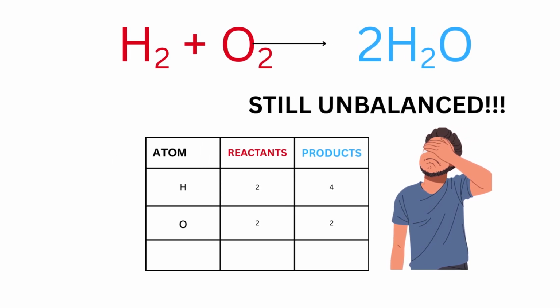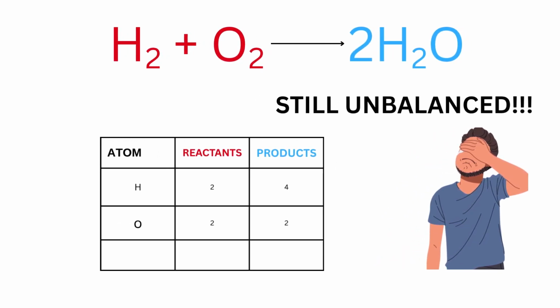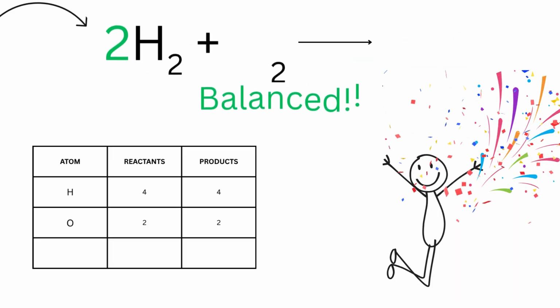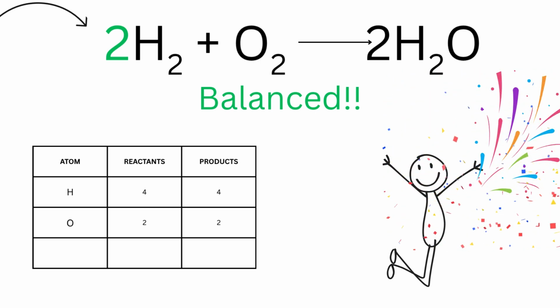Having 2 atoms each. On the other hand, the hydrogen is still unbalanced, having 4 atoms on the right-hand side of the equation and then 2 on the left-hand side. To balance this, we put the coefficient 2 on the hydrogen molecule, H2. This gives us 4 hydrogen atoms on the left-hand side as well, making the equation balanced.